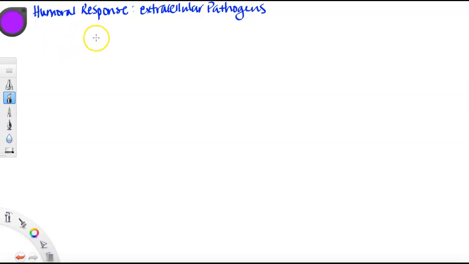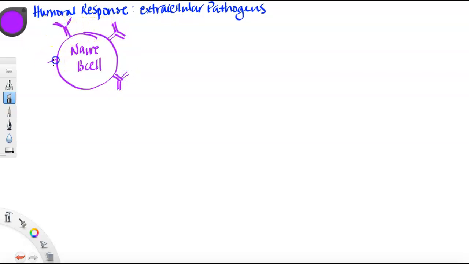All right, so we have our B cell, and this is a naive B cell, and it's going to be going over to some lymph node or something. It's going to start looking for its antigen, and the antigen is this extracellular pathogen, like bacteria that are floating around in the fluids in the blood.